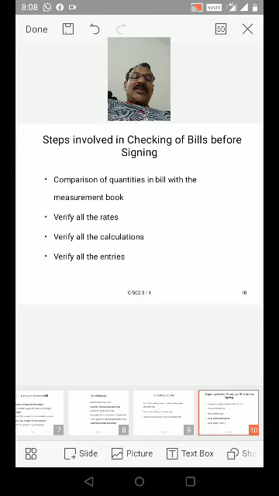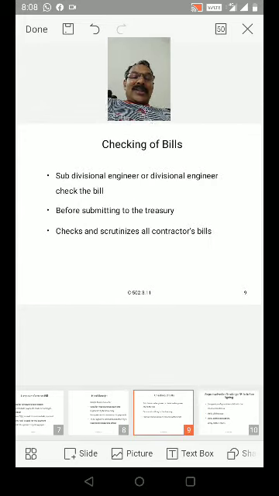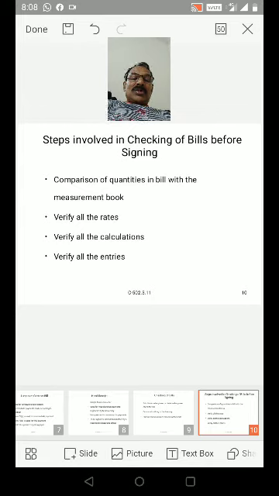Steps involved in checking of bills before signing. Before signing by the DEE, Deputy Executive Engineer, or EE, Executive Engineer, means before submitting to the treasury. Before submitting to the treasury, they will check and scrutinize all contractor bills. These are the steps involved in checking bills before signing by the subdivisional engineer or divisional engineer.